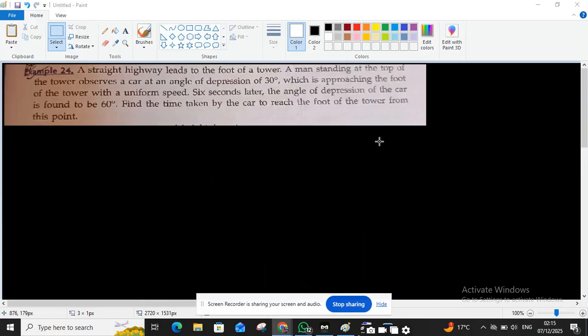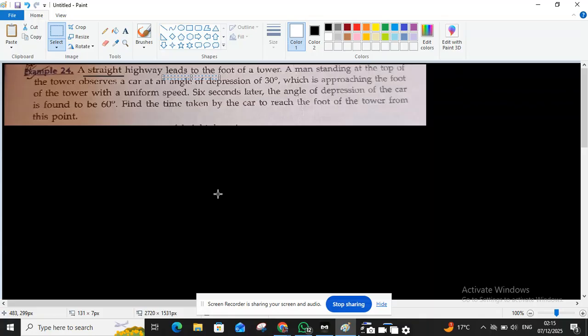So hello, today I will be explaining this sum through the video, and I am also doing the sum myself for the first time. So let us try to cook something. Okay. So the question states that a straight highway leads to the foot of a tower.